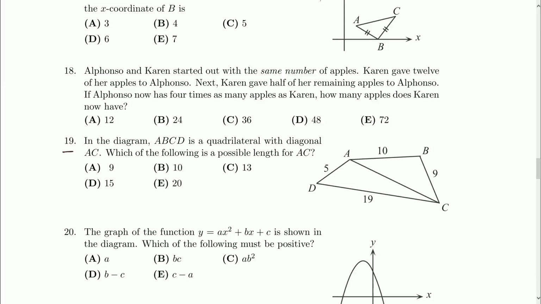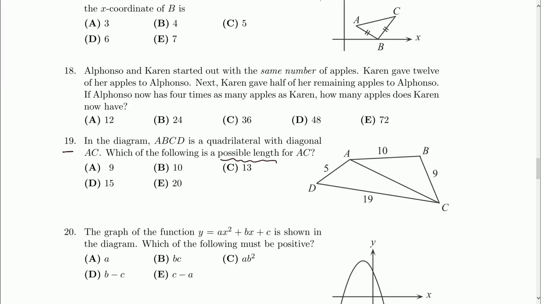But let's dive into question number 19 right now. In the diagram, ABCD is a quadrilateral with diagonal AC. Which of the following is a possible length for AC? So it's not an exact calculation. We're just going to have to throw some theory at the wall and see what sticks.